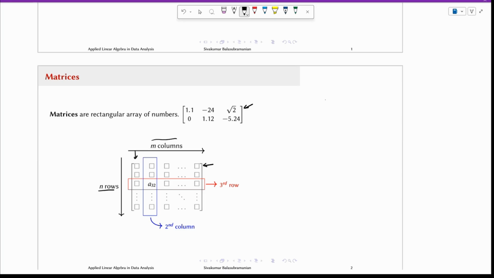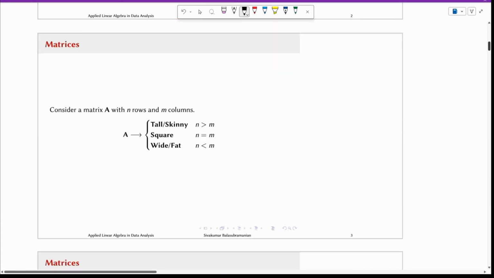This is different from programming languages like Python, where if you have a two-dimensional array, or a vector or single one-dimensional array, the indexing starts from 0. In MATLAB, I think it starts from 1, if I remember correctly. But in maths, the indexing starts from 1, not 0. So this is row 3, and this is column 2. And this would be the mth column, and this will be the nth row. Depending on the number of rows and columns, we will refer to matrices.